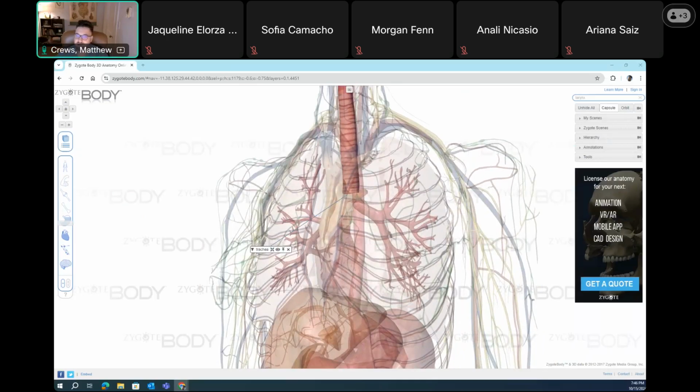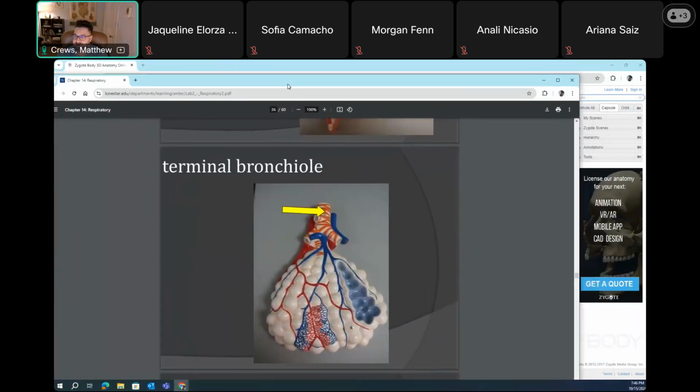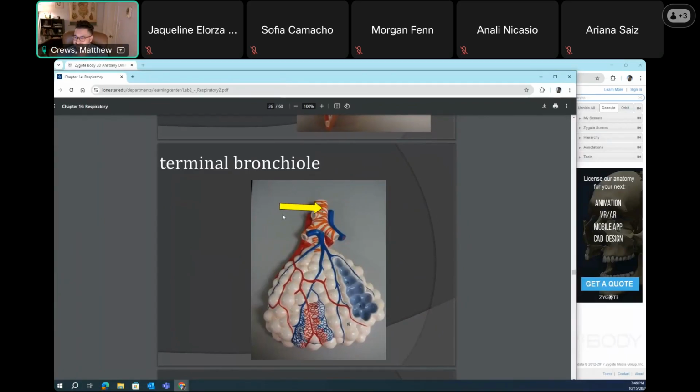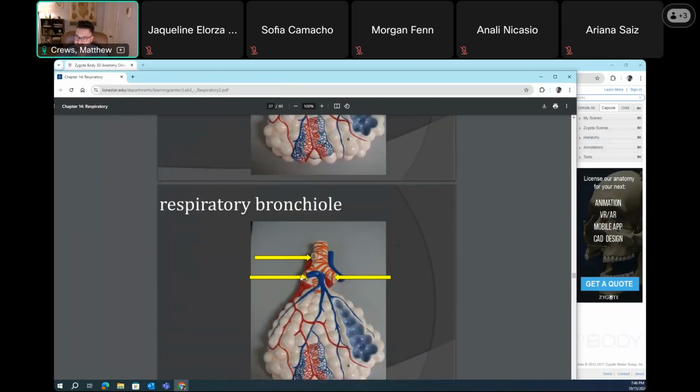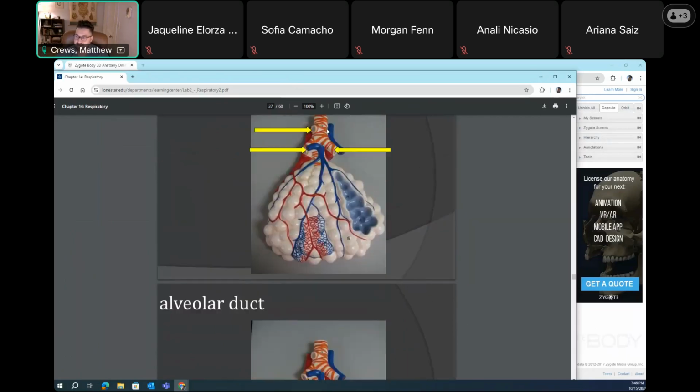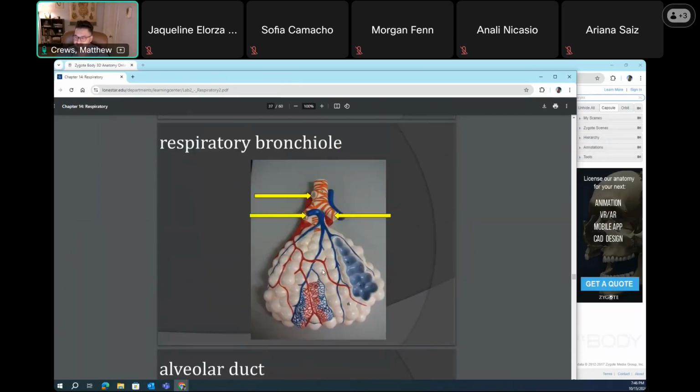Okay. We're getting too small now for this slide. I'm going to go off this little slide now. Okay. So at the terminal bronchiole, we have these little bundles right here. Okay. These are called respiratory bronchioles, and this is where respiration happens. So gas exchange happens in this spot.